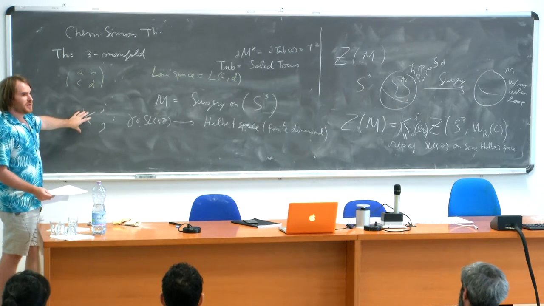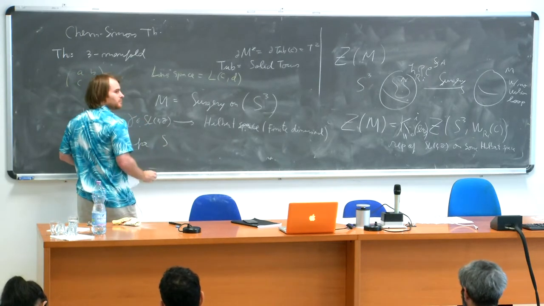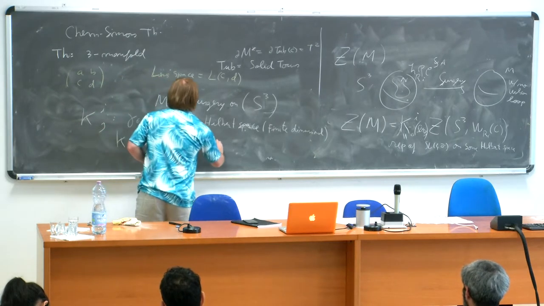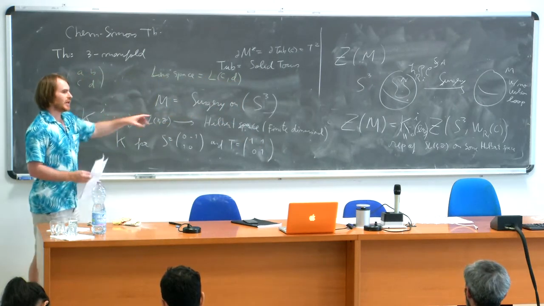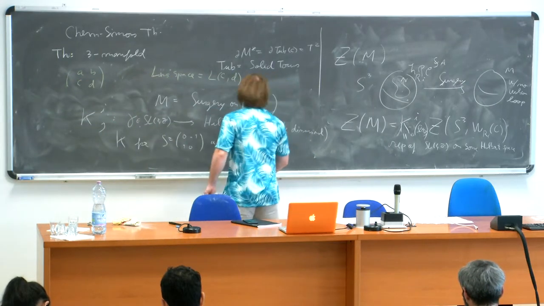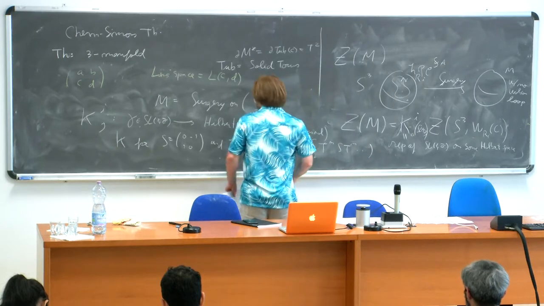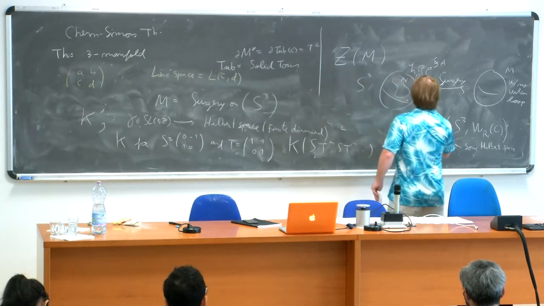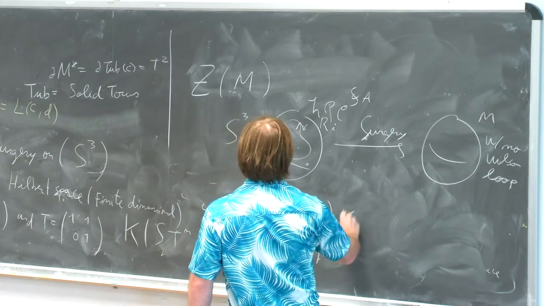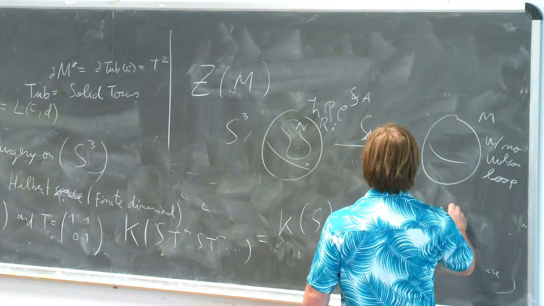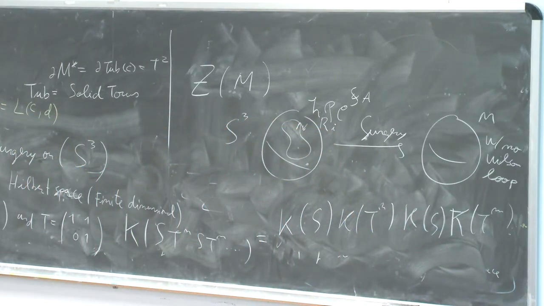And this is very smart, which means that if you know this matrix K for S and T, which are the two generators, then because it is a representation, like a homomorphism, K of S^n T^m and so on is just a product: K(S)^n K(T)^m and so on. So we just need to know the images of the generators, and then we can build the full partition function.